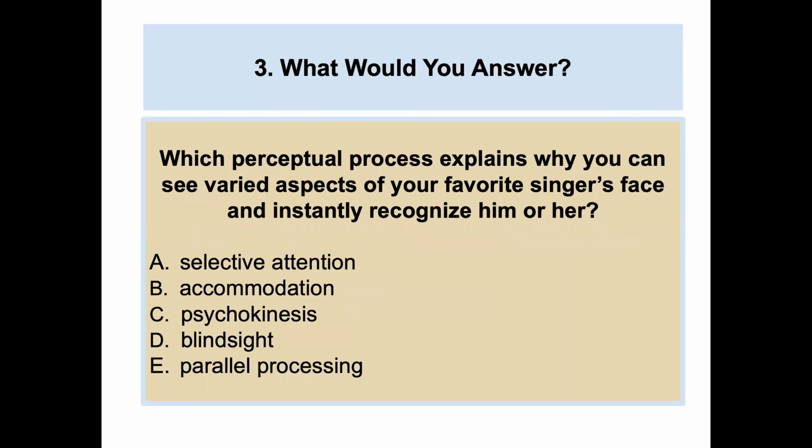Okay, so what would you answer? Which perceptual process explains why you can see varied aspects of your favorite singer's face and instantly recognize him or her? So we just mentioned that. That would be E, parallel processing.